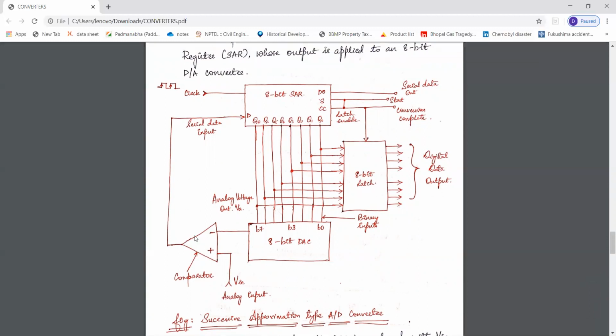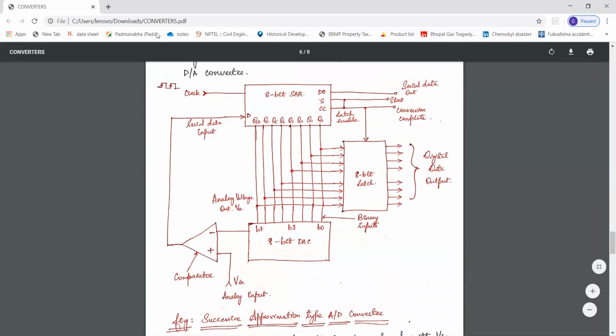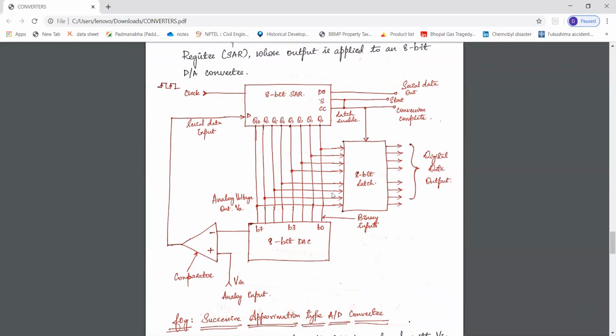And here we have a comparator. The output of this DAC is given to the inverting terminal of the comparator, and to the non-inverting terminal we are giving the analog input Vin. So it compares the output of the DAC and the analog input, and based upon the output of the comparator, the SAR will set and reset these bits. Okay, and based upon that, the next operation is decided, and all the data will be stored in this 8-bit latch. The operation of this is very simple.